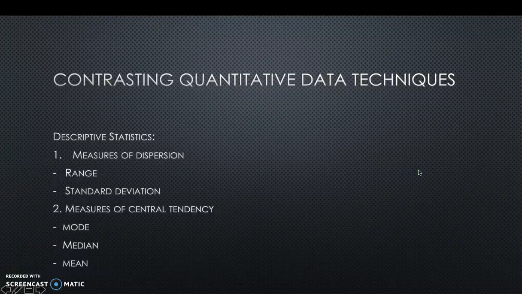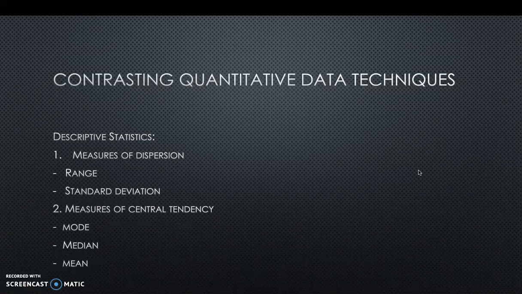So first, I'm going to talk about contrasting quantitative data techniques. The first technique is descriptive statistics. The first key terminology is measures of dispersion, and this includes range and standard deviation. Range is the difference between the largest and the smallest number in the data, and standard deviation is a quantity expressing by how much the members of a group differ from the mean value of the group.